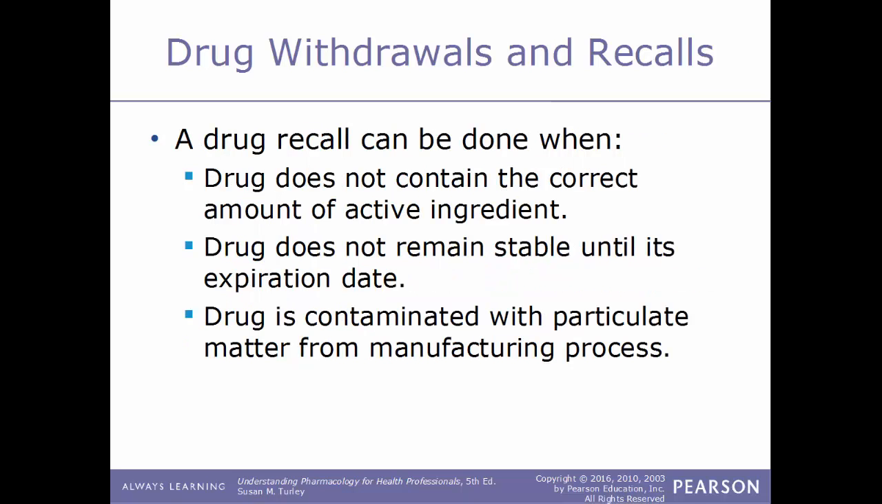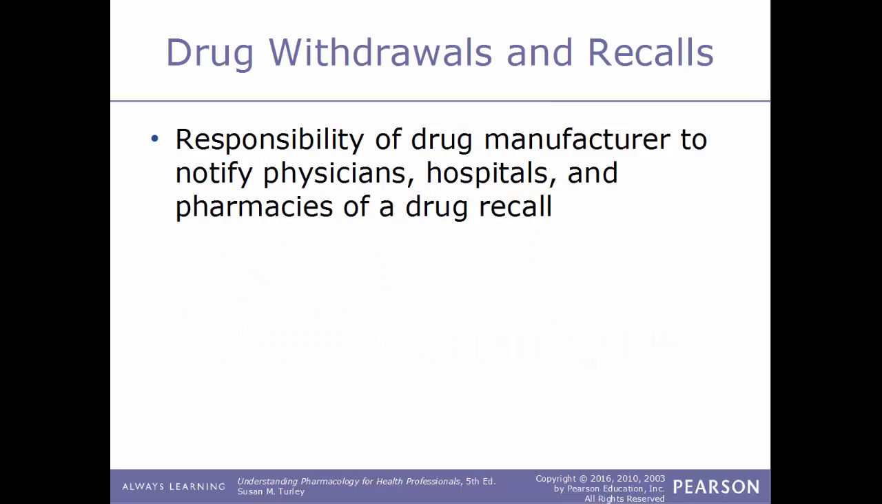Now, a drug can be recalled when some steps have happened. For one, the drug does not contain the correct amount of the active ingredient, it doesn't remain stable until its expiration date, or the drug becomes contaminated with particulate matter during the manufacturing process. For any one of these three reasons, the manufacturing process can be stopped and every drug recalled that is currently on the market. And it is the responsibility of the drug manufacturer to notify hospitals and doctors and pharmacies of a drug recall.